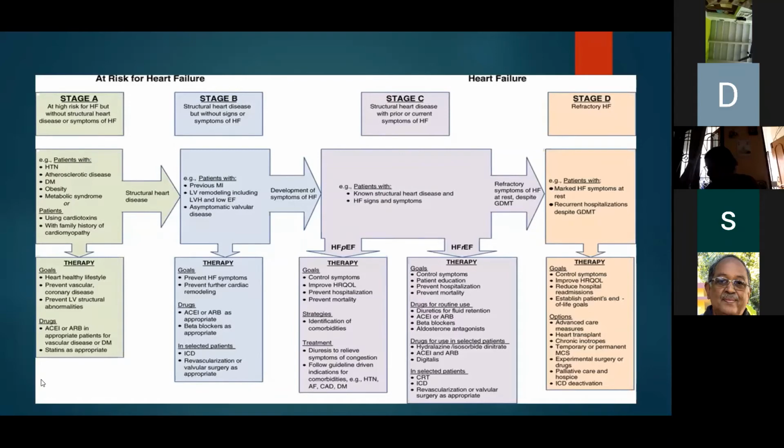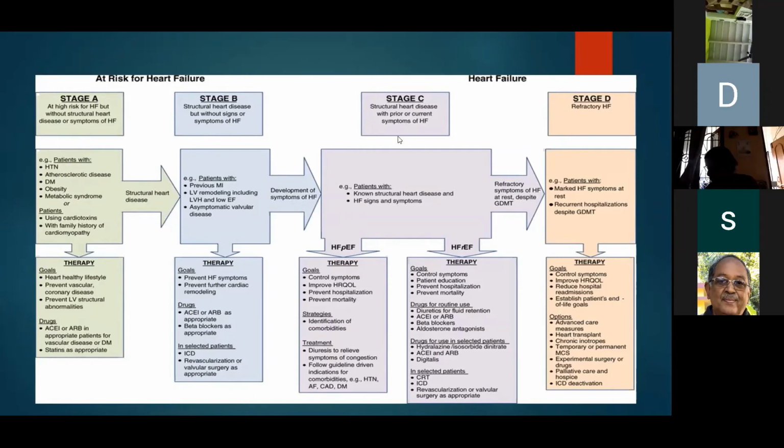Okay. So what is the therapy? When people have had a previous MI, the goal would be to prevent heart failure symptoms and prevent further cardiac remodeling, and the drugs would be ACE inhibitor, ARB, or beta blocker as appropriate. Some patients might require ICDs, implantable cardioverter defibrillators, and revascularization or valvular surgery as appropriate. So stage B is where you tend to think about all those extra measures, or maybe revascularization.